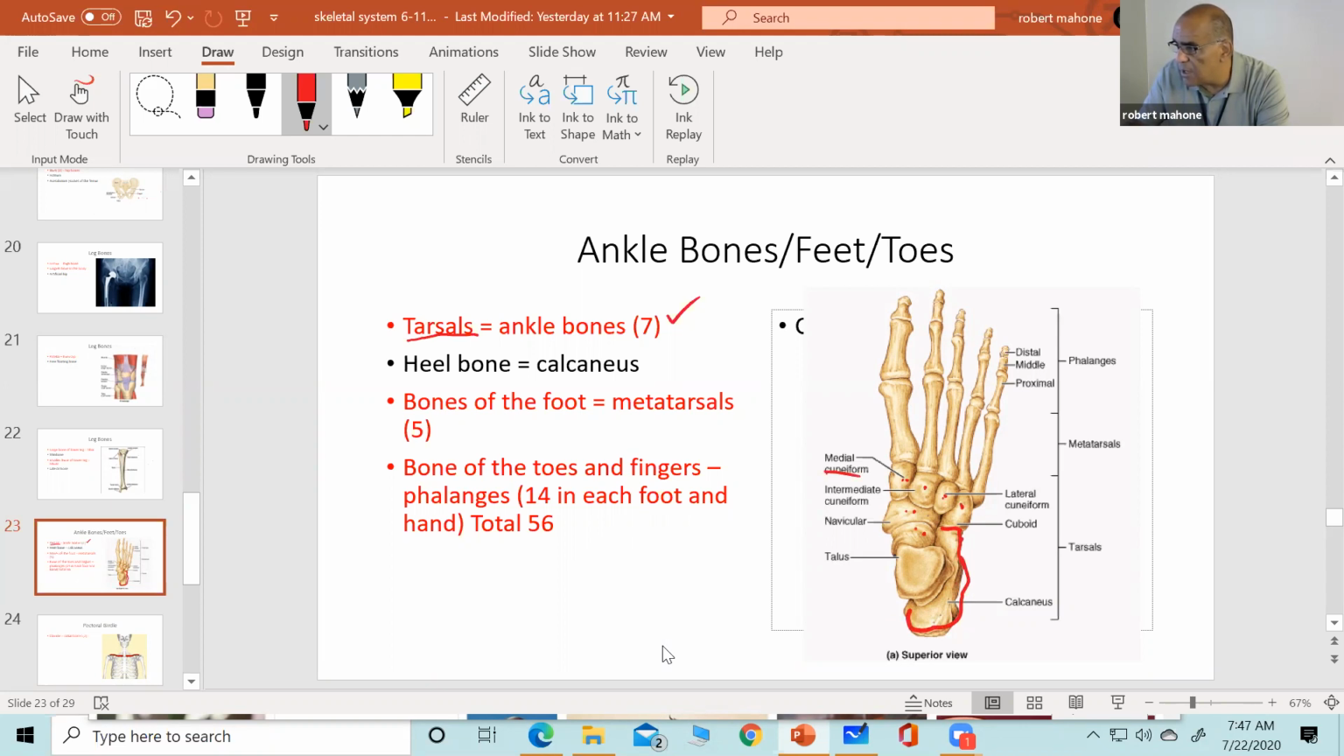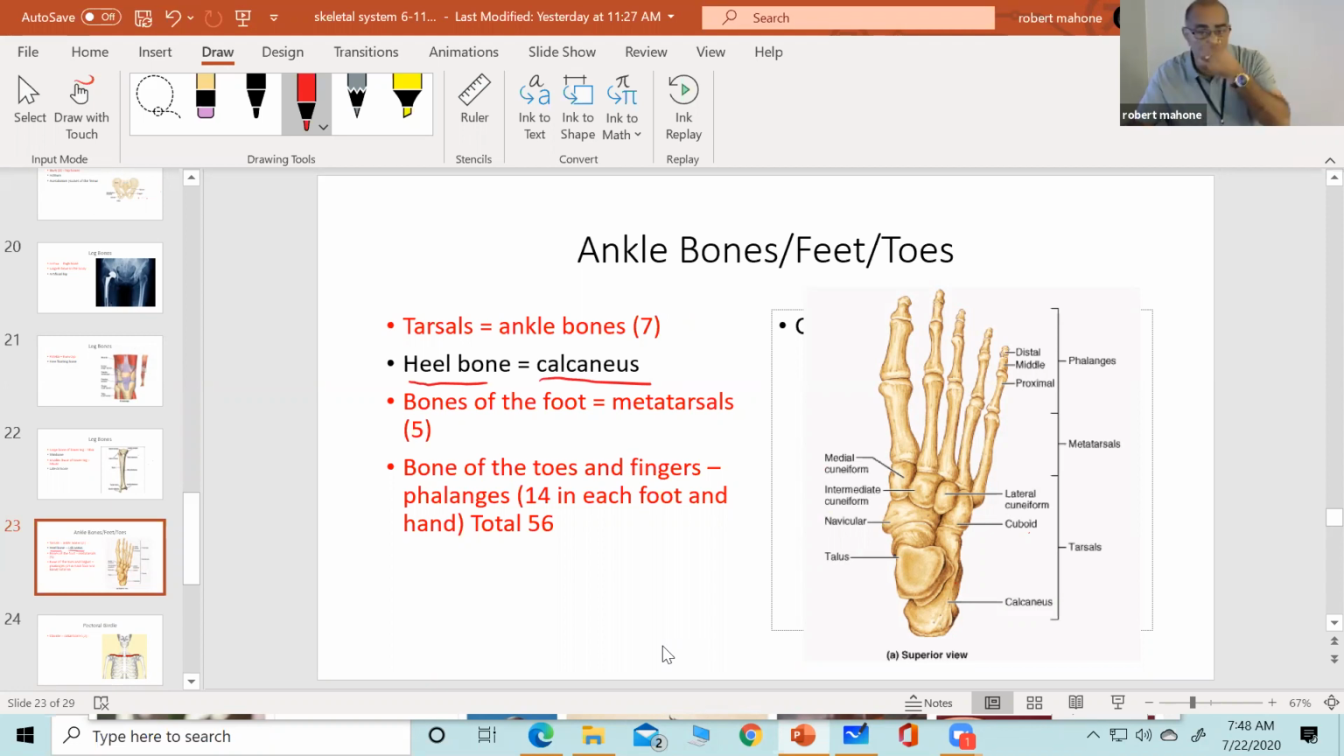As you can see, they all have names. The lateral cuneiform, the cuboid, the navicular, the intermediate cuneiform, the medial cuneiform, and the calcaneus. But that's not important for us to know all of those names. If you ever want to work in therapy, yeah, you'll learn them all. So 7 ankle bones. The largest of the ankle bones is the heel bone, which is called the calcaneus.